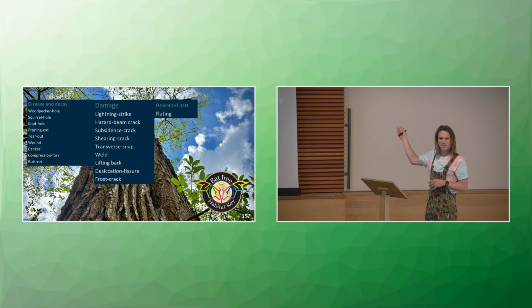And then the final category is association, and the one in this one is called fluting. So we're thinking about certain tree species here. So in the UK, our native tree species would be beech and yew. So it's that undulated adaptive growth, typically seen low down on the stem, that essentially folds in on itself. So there's no damage, there's no decay, but it just folds in and creates a little pocket that bats can use.